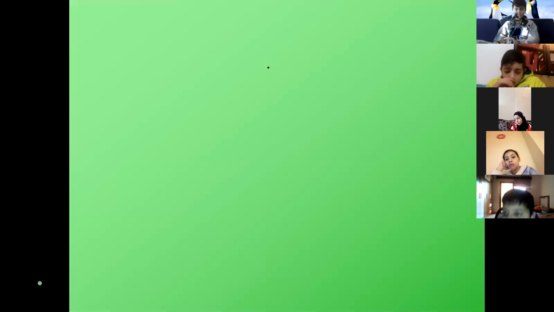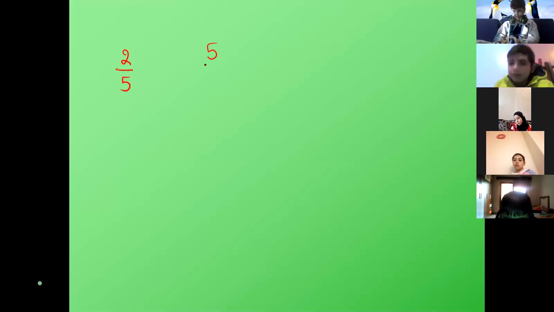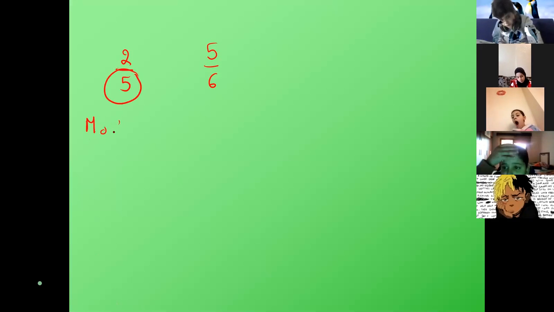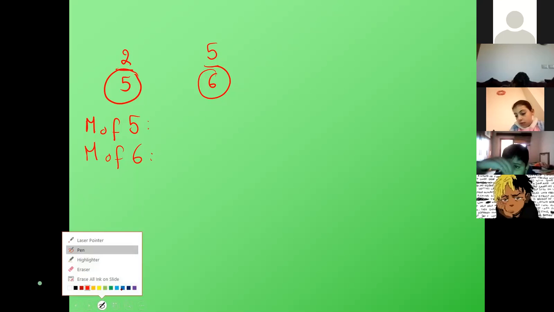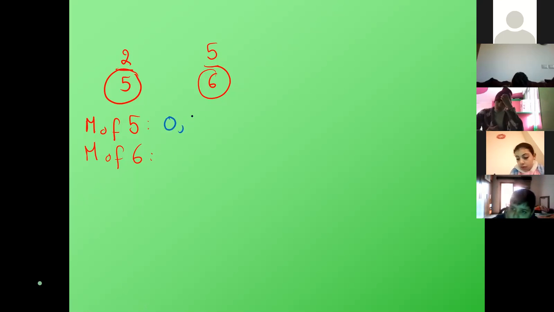So on a draft paper, we have 2 over 5 and 5 over 6. We will find first the multiples of 5, then the multiples of 6. When we see the first common multiple other than 0, it's the common denominator. Ranim, what are the multiples of 5? 0, 5.